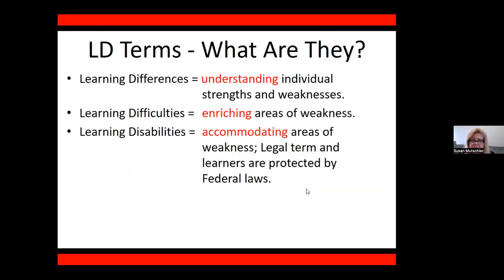So here are some LD terms. Learning differences is about understanding the individual strengths and weaknesses. Learning difficulties is about enriching those areas of weakness. And learning disability is about accommodating, and that's actually the legal term. Those learners are protected by federal laws, especially in the school system. And you'll sometimes hear that they needed accommodations when they were in the school system. They will sometimes use that term.